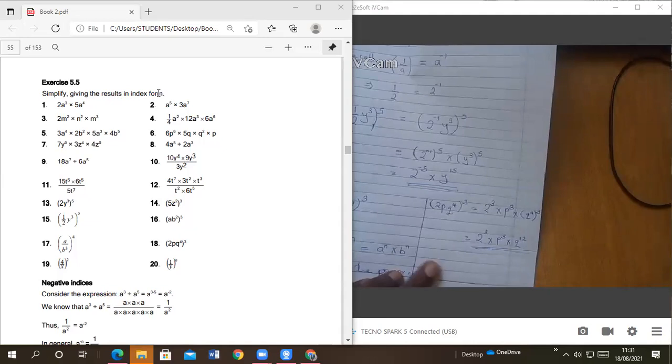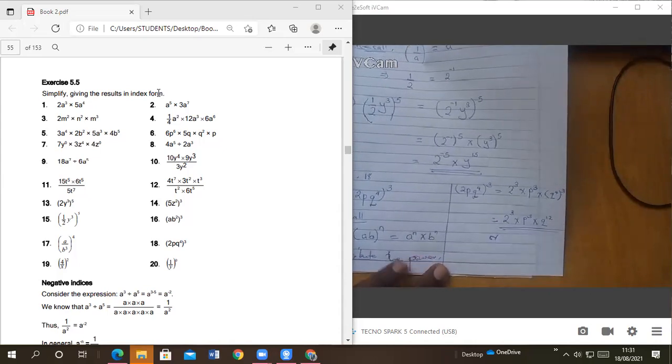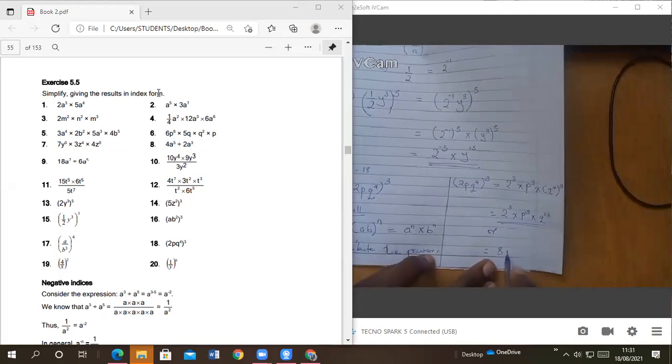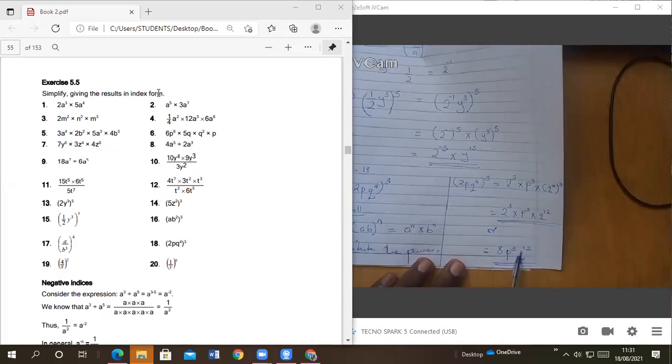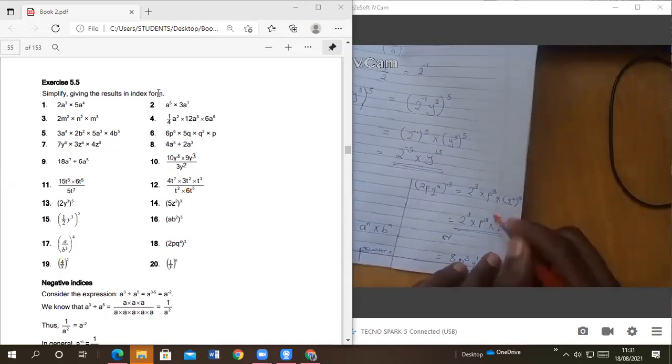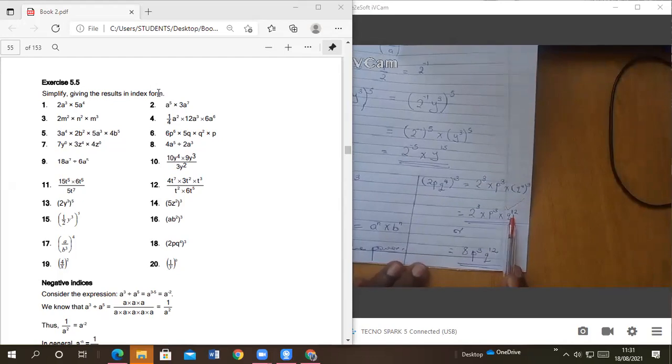But if they say just simplify, then we can go ahead and simplify because we know that 2 to the power 3 is 8. Then we write our answer: 8p cubed, then q to the power 12. This is when we simplify further. But from the question, they were just saying we leave our answers in index form or in power form. So for this case, according to the question, we are going to take this one as the correct answer.